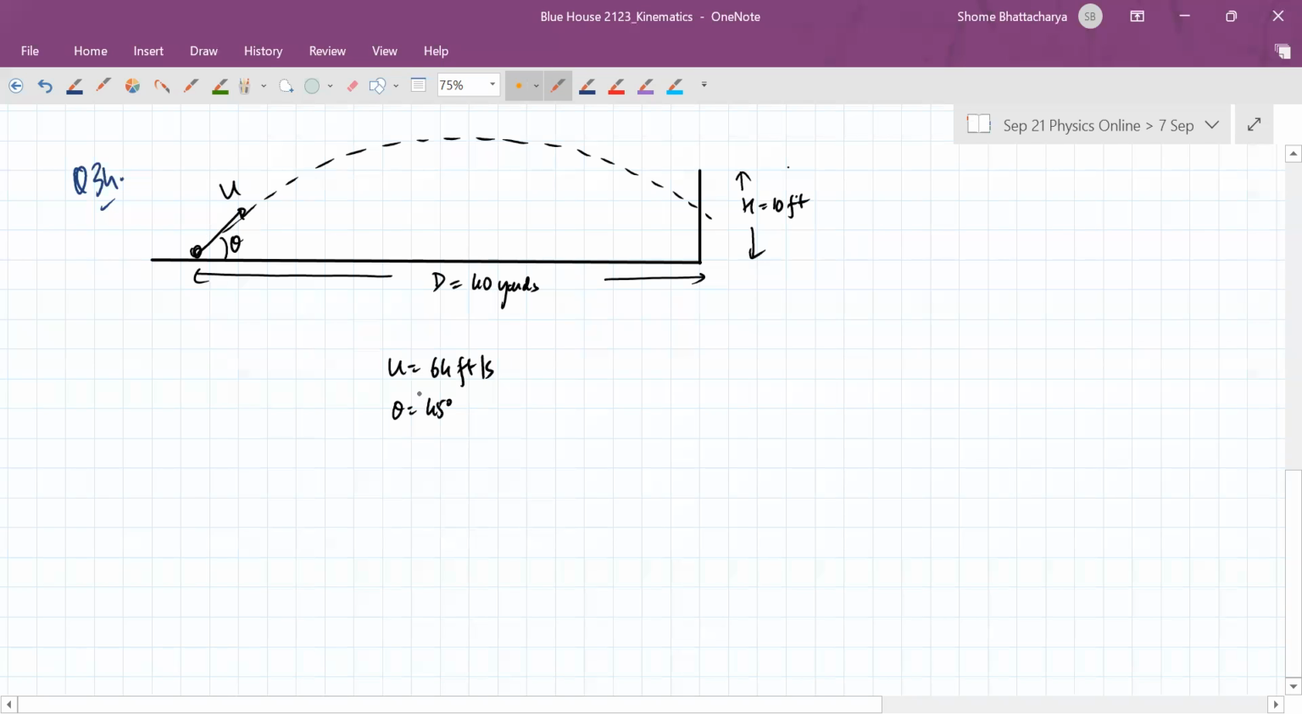So what we can do here is take the FPS system of units, that is foot pound second type of system, instead of taking SI system. That way you will only have to convert one of the things. You have to convert yards to feet, and 1 yard is equal to 3 feet.